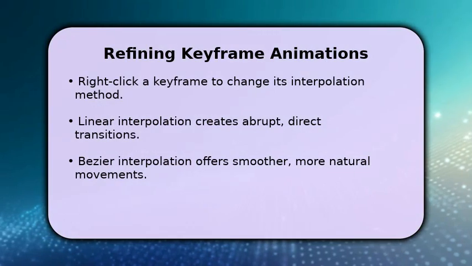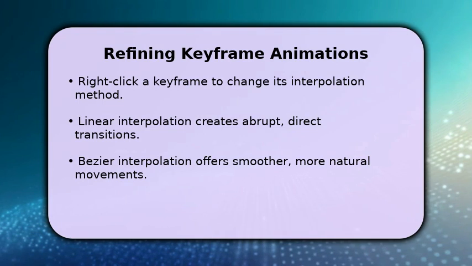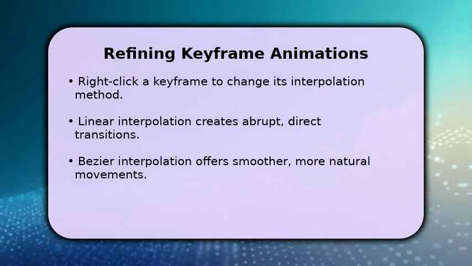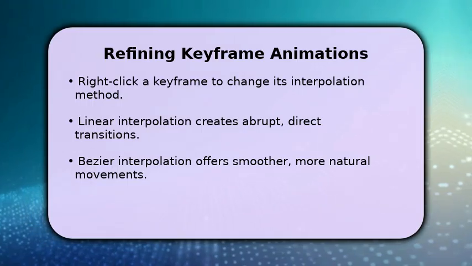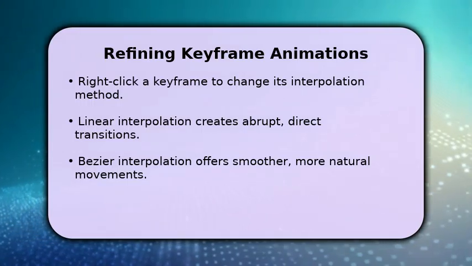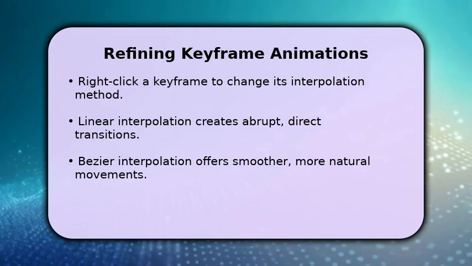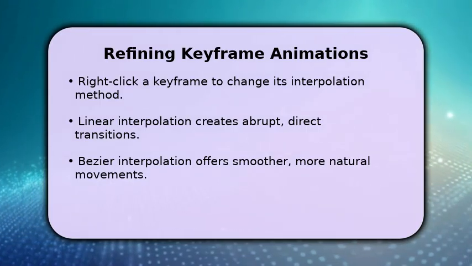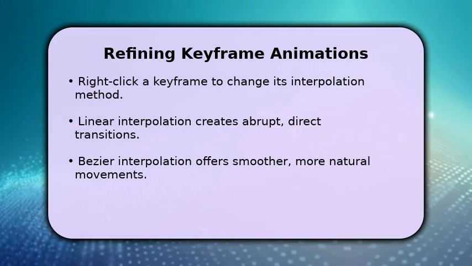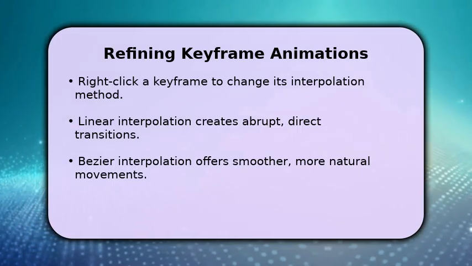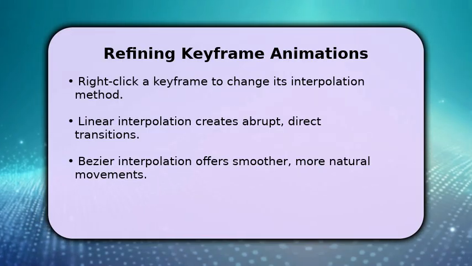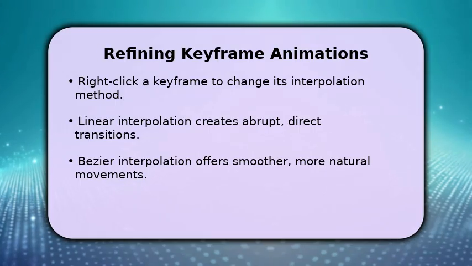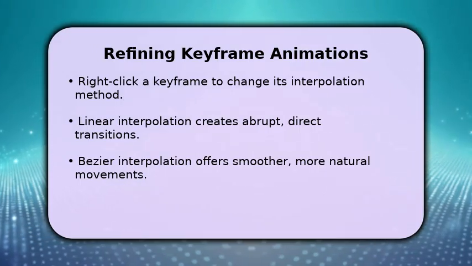To truly master keyframes, understanding interpolation is key. Right-click on any keyframe to explore options like Linear for direct, sharp changes, or Bezier for much smoother, more organic transitions. Bezier interpolation provides handles that you can drag to fine-tune the acceleration and deceleration of your animation, giving you incredibly precise control over the speed and flow. Experiment with these settings to achieve professional-looking, polished motion graphics.